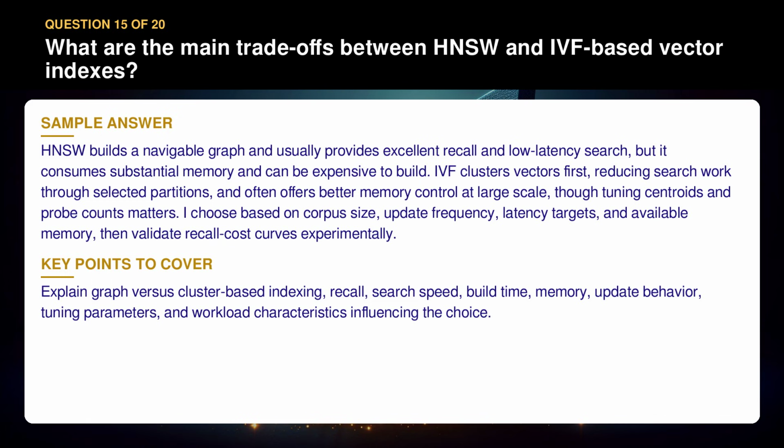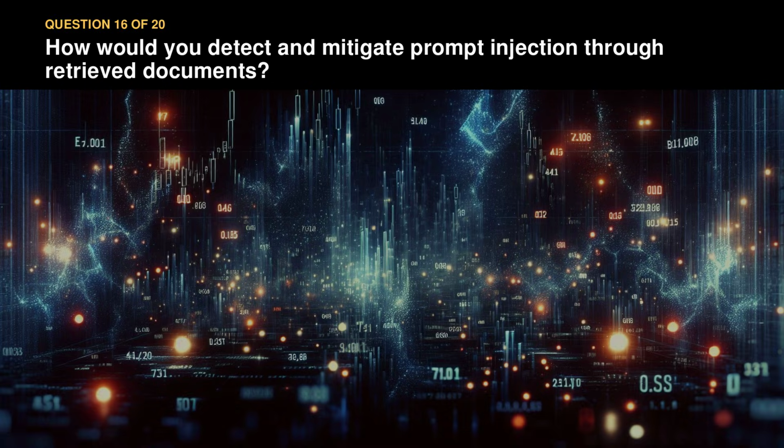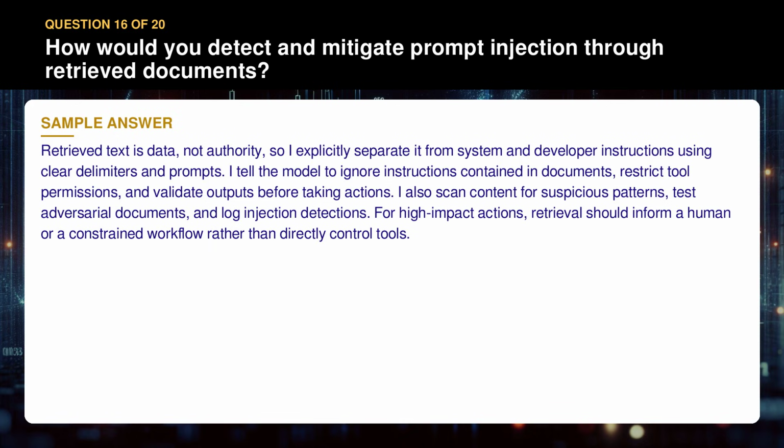choice. Question 16. How would you detect and mitigate prompt injection through retrieved documents? Retrieved text is data, not authority, so I explicitly separate it from system and developer instructions using clear delimiters and prompts. I tell the model to ignore instructions contained in documents, restrict tool permissions, and validate outputs before taking actions.